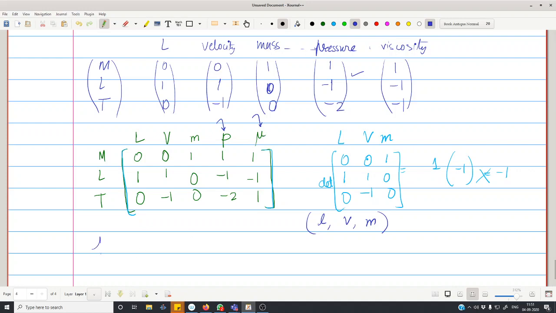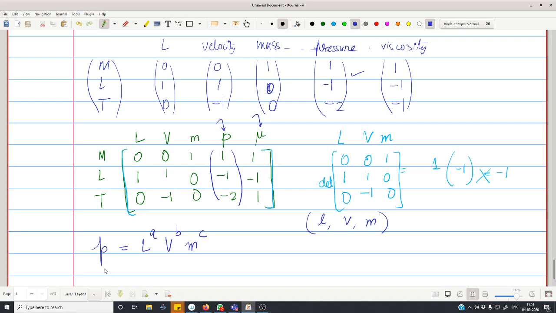So I should be able to represent the dimension of pressure, meaning this particular column vector, as a linear combination of L, V and M. So L to the power A, V to the power B, M to the power C. I should be able to represent pressure as this. Do you agree or not?